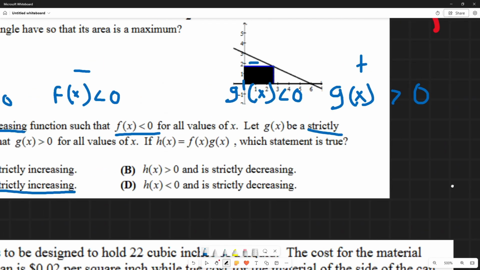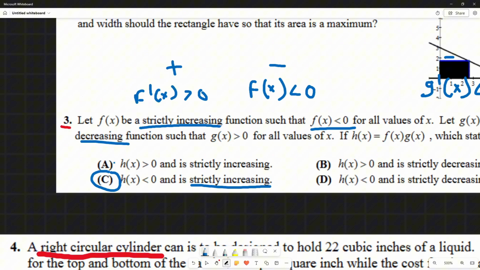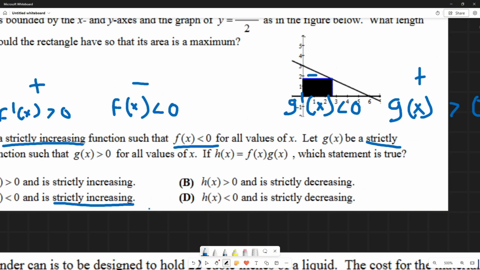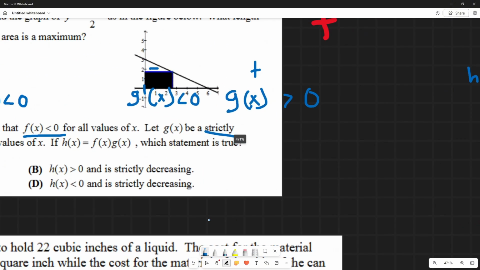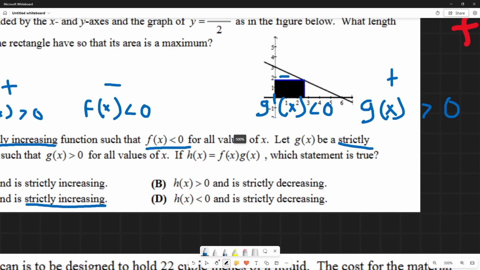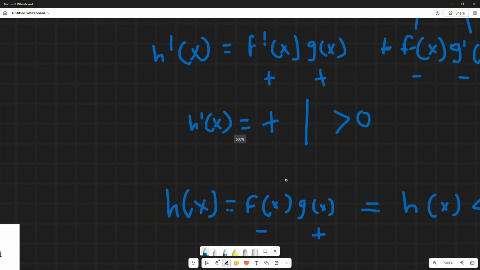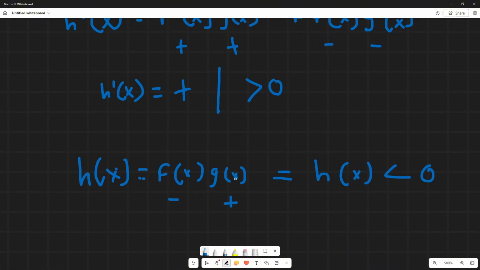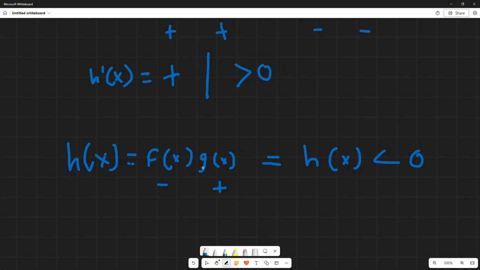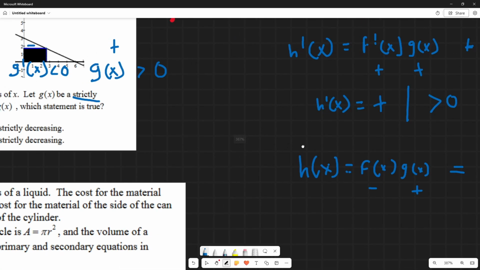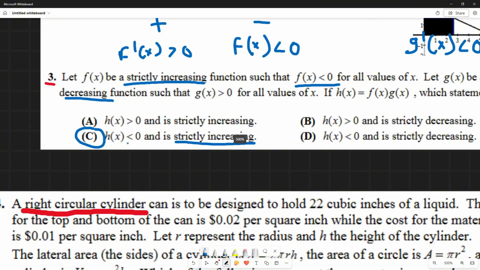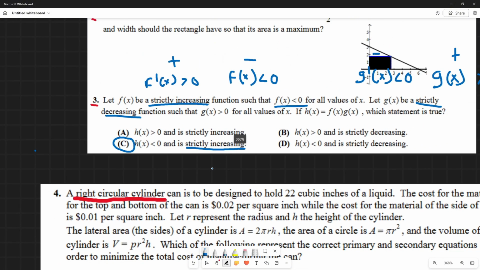Or just strictly increasing. So that means our answer choices would be A or C, and then I'm going to explain how I got C for this part. All we had to do is just multiply f of x and g of x. If we know that f of x is some negative number and g of x is some positive number, we know it's going to make some negative number, meaning h of x is going to be less than 0. Therefore, h of x is less than 0 and strictly increasing.